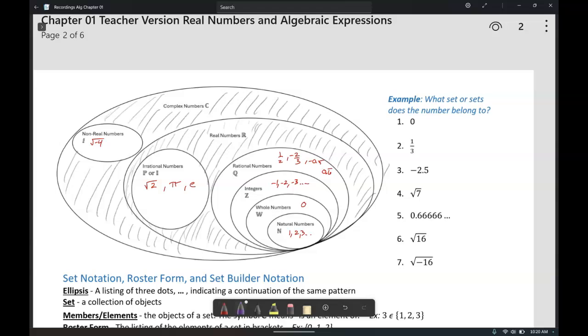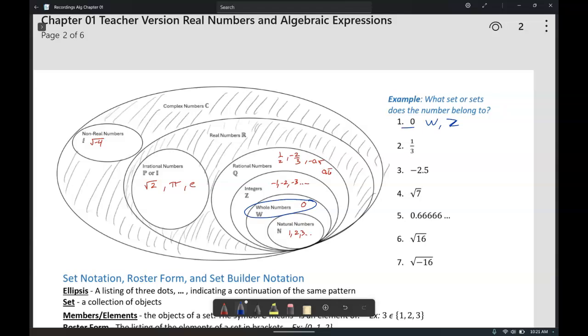So let's take a look at our examples, and we'll put these in blue. We want to see what number sets they belong to. So we look at 0. Well, 0 is here in our whole numbers. So 0 is a whole number, so we'll write the double strike W. Okay, so it's a whole number. But since it's a whole number, it means it's also an integer. So it falls under the integer category.